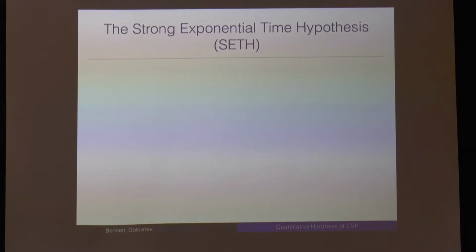Obviously, we can't prove lower bounds unconditionally, or almost never can. So we're going to need some kind of conjecture. The conjecture that we'll use is the Strong Exponential Time Hypothesis. So this is a conjecture based on k-SAT.